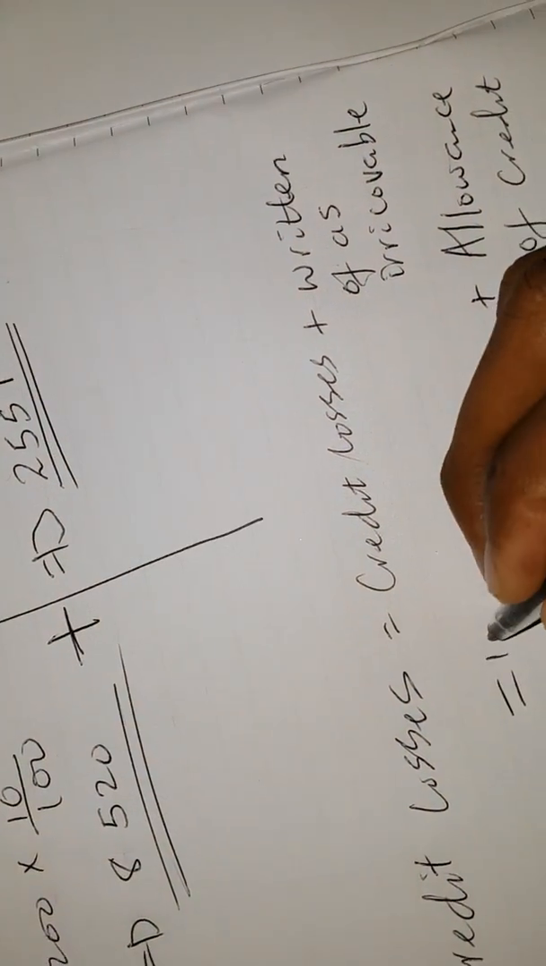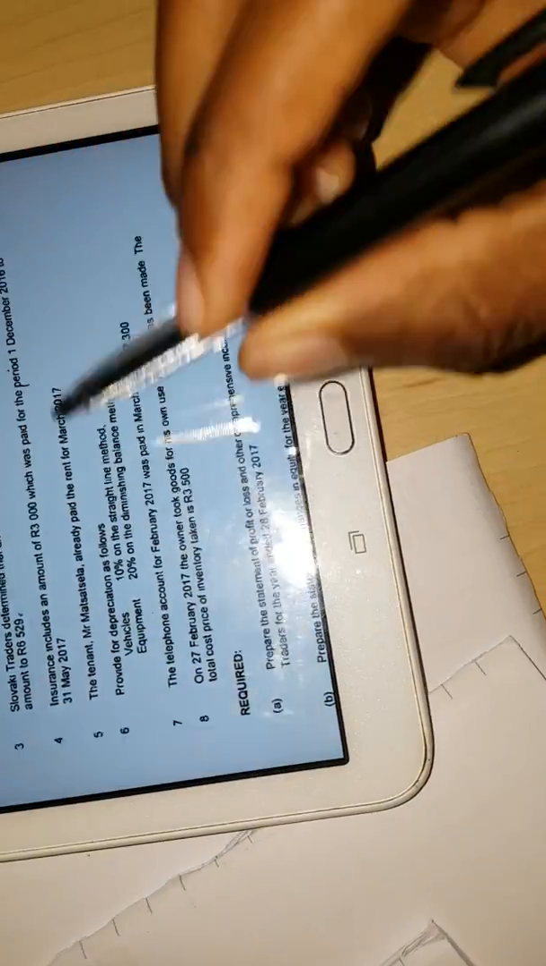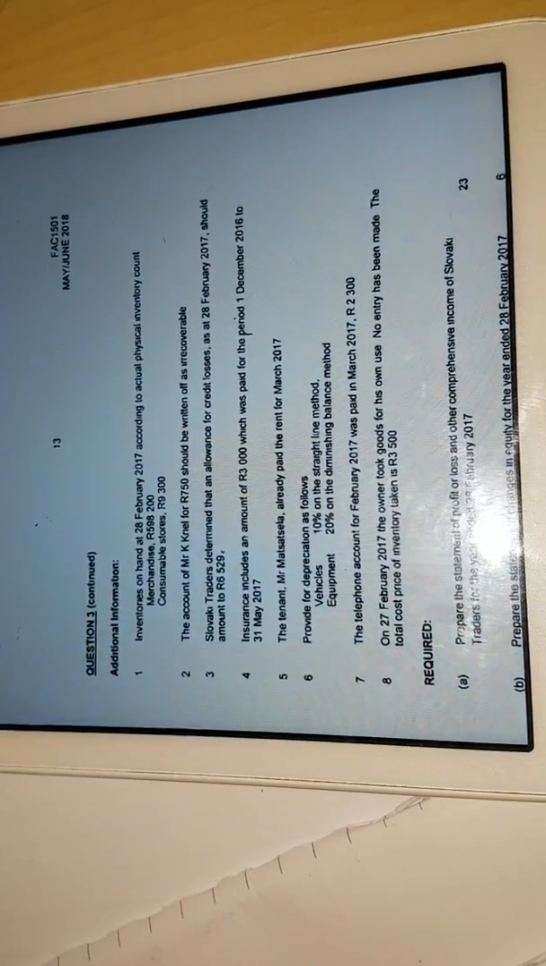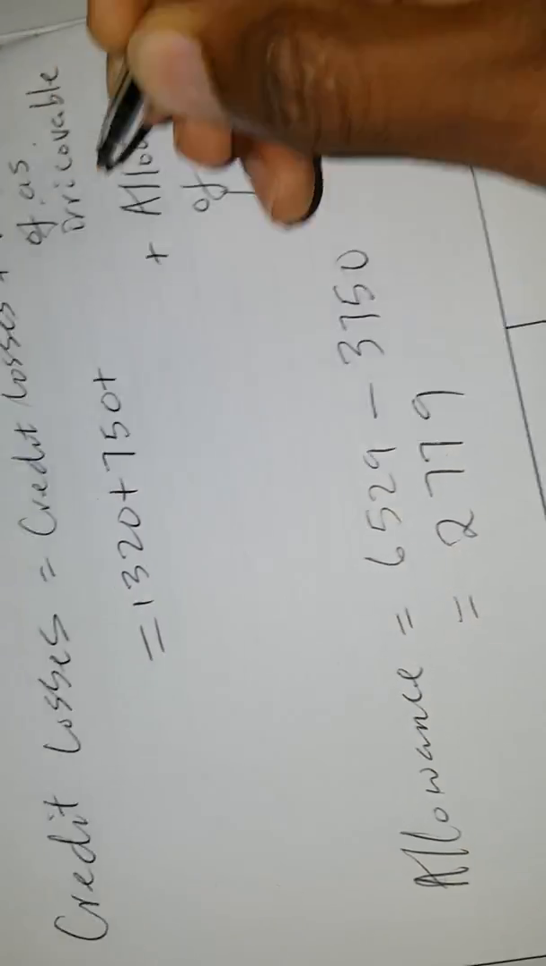How much is our credit losses here? Our credit losses is 1,320. So credit losses is 1,320 plus the written off as irrecoverable. So the written off as irrecoverable, basically it's here on the additional information. Do you see on number 2, they say the account of Mr. K. Kryle for 750 should be written off as irrecoverable. So you add that 750 plus allowance.